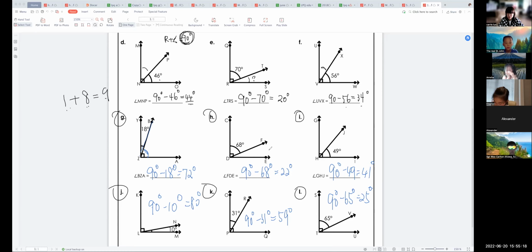Okay, everybody understand? Okay, so this is called complementary. So in order to help you to remember that, when two angles are complementary to each other, that means two of them add up to 90. Okay, so now let's move forward to the next one.